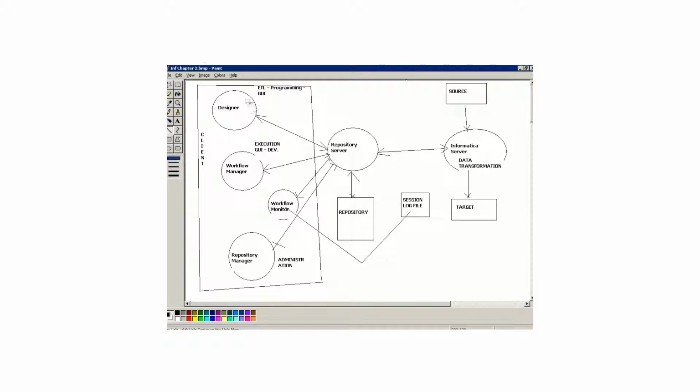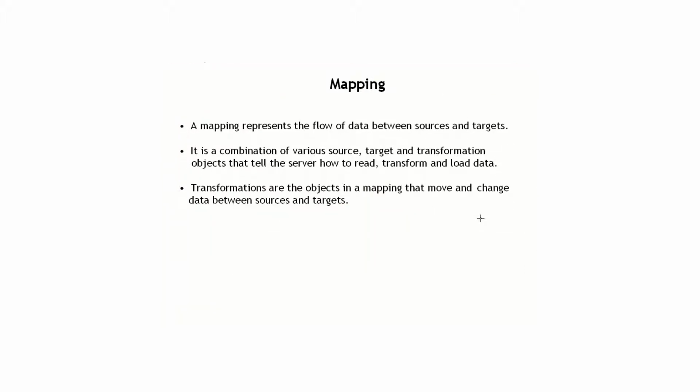Using this designer tool, you have defined the source and the target, which are stored in the repository. Now you define the whole program, which they call a mapping. That is the source, what the transformations are, where to load the data. All this will be stored in the repository as per your mapping. The Informatica server picks the data, transforms the data, and loads the data into the target. So in this mapping, you have source, target, and transformations. Transformations are nothing but objects in a mapping that move or change the data, meaning they modify the data.